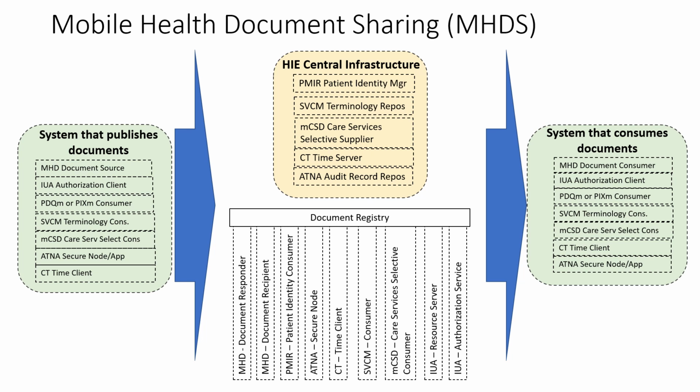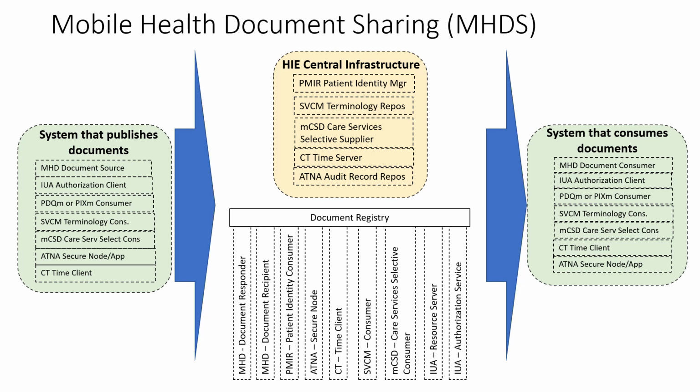So in the central core is patient identity management, supporting creates and updates and merges and such. There's terminology repositories for the value sets that the community chooses to use. A provider directory or a care services directory, consistent time, audit record repository. The trust framework is in that central infrastructure. And then in the center or the bottom, there's this document registry.